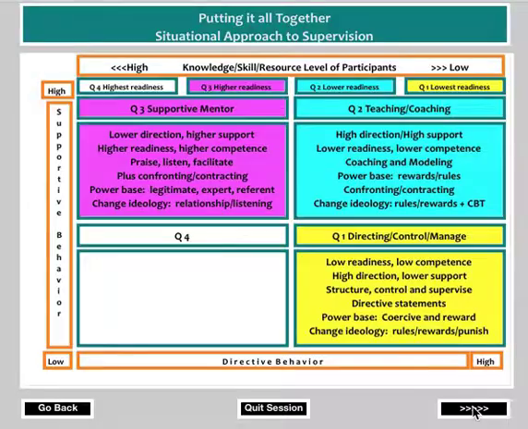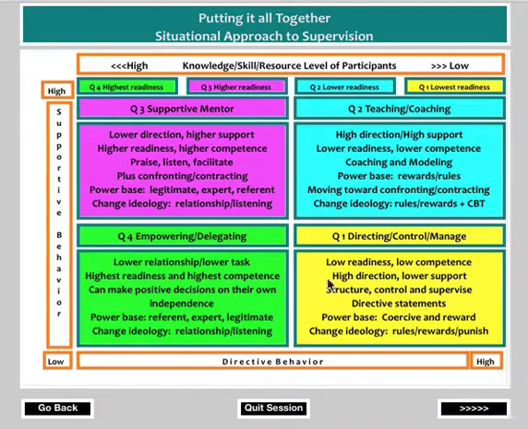Let's take a look at Q3. Now, Q3, you're working with individuals who are at a higher readiness, not the highest, but higher. Here, your role is probably as a supportive mentor. You're high on the supportive behaviors and a little lower on the directive behaviors. Lower direction, high support, higher readiness, higher competence. You're using a lot of praise, listening, facilitating, and confronting and contracting. Your power base is probably legitimate, expert, or referent. And your change ideology is probably on the relationship and listening side.